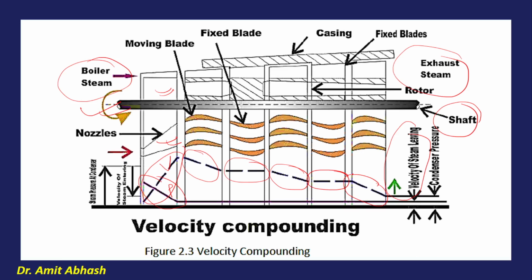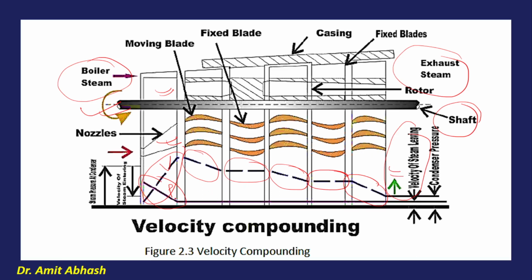Okay. So in the fixed blade, there is no drop of kinetic energy that will be found. The only drop of kinetic energy will be in the moving blade, because the kinetic energy of the steam will be transferred to the moving blade. That's why this type of drop you will form. And finally, this is the exit velocity.